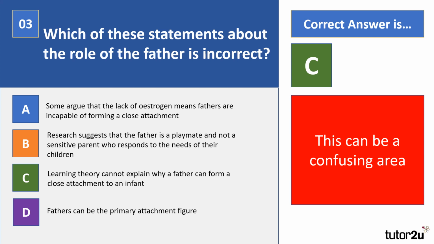However, like we said, learning theory would suggest that being as the attachment is due to association, i.e. that that feeding father can form that attachment with the child, and research, like I say, with D does show that a father can be the primary attachment figure.